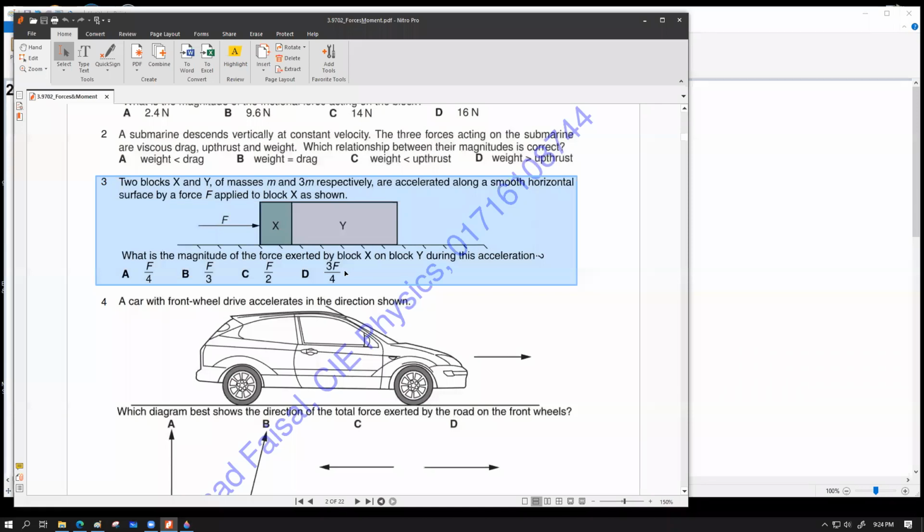Understood? I mean, in my demonstrated example, I considered the X to be the bigger object and Y to be the smaller object, but here it is the other way around. So that's why the correct answer should be D.